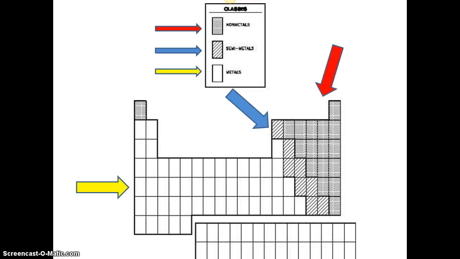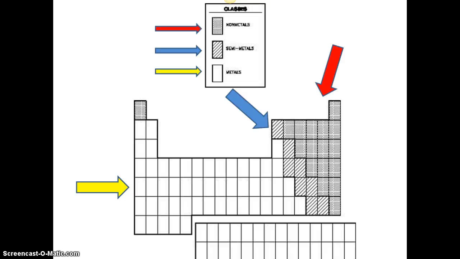And as you notice here, I've broken the table down into 3 classes. With the red arrow, those are non-metals. In the blue, kind of like a stair step, semi-metals. And then the ones that are blank, those are metals.